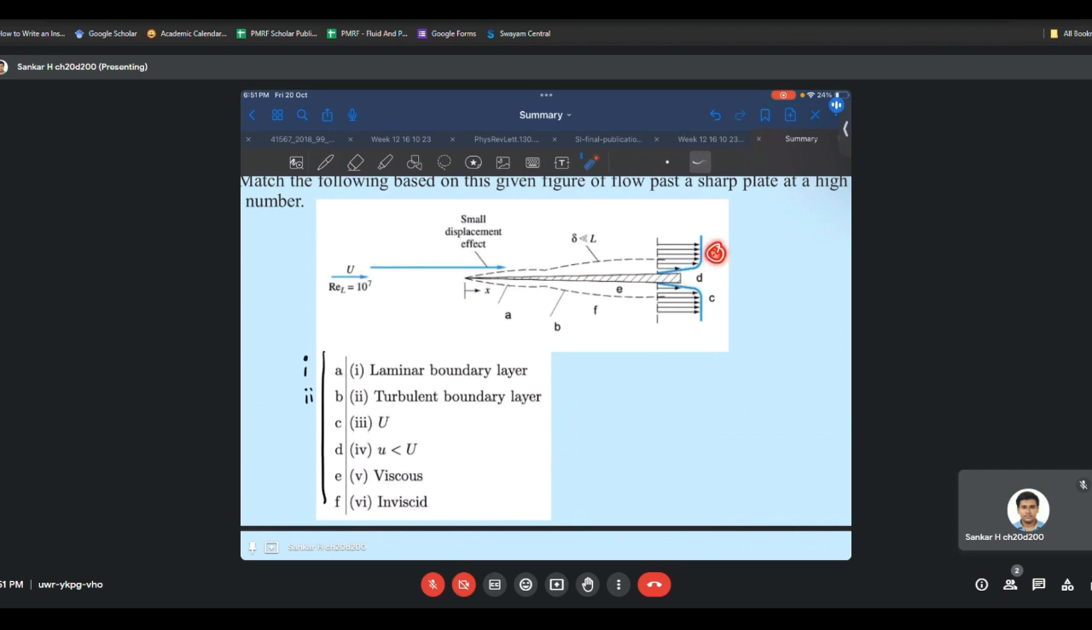Now if you look at C and D, this is in fact the free stream velocity capital U, whereas there is a velocity profile indicated by small u, and we know that the free stream velocity will always be larger than the velocity profile near the solid wall or solid plate. Therefore, option C would correspond to the free stream velocity capital U, and option D would correspond to the velocity profile small u, which is less than U.